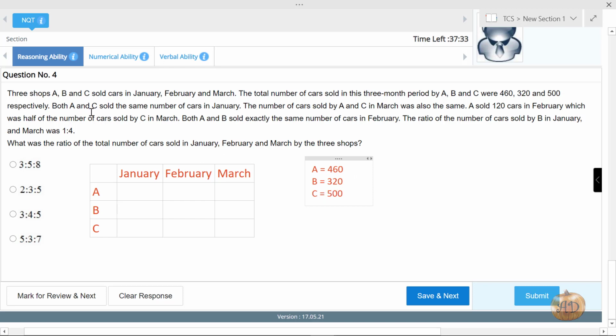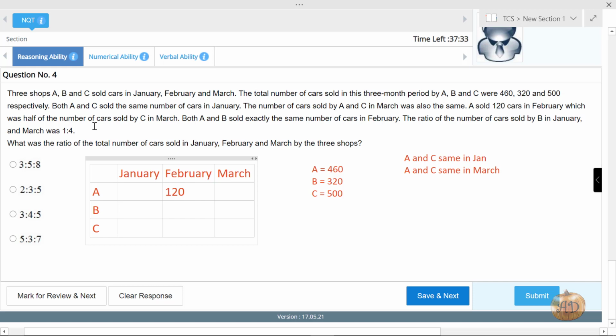Okay. Both A and C sold the same number of cars in January. Okay, A and C same in Jan. The number of cars sold by A and C in March was also the same. A and C same in March. A sold 120 cars in February. Okay, there's a direct data also given. A sold 120 cars in February. Okay, I'll write it down here.